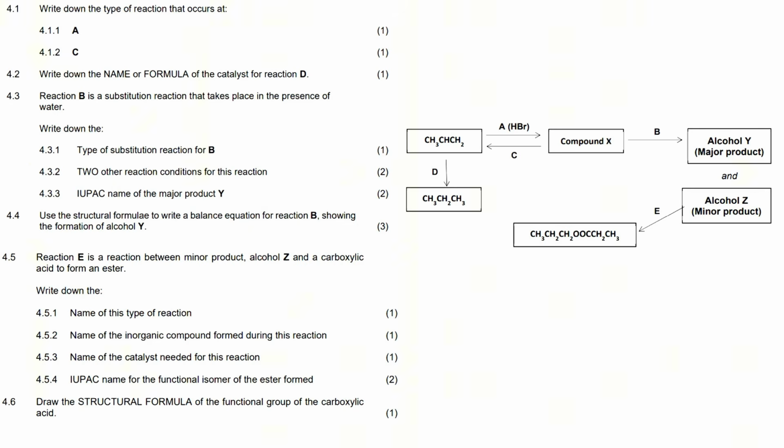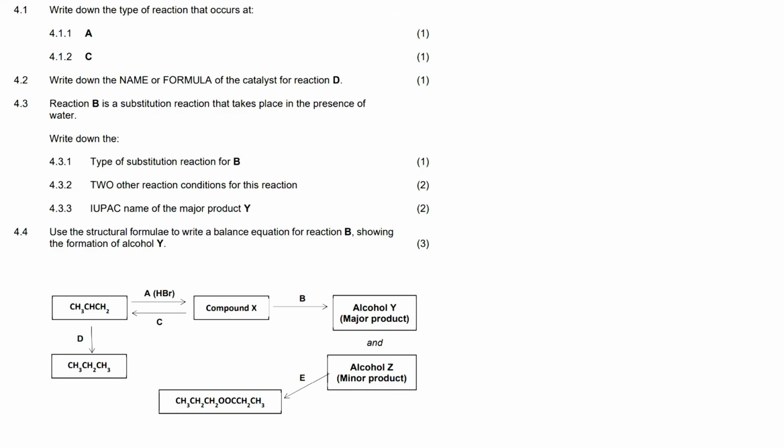I will be splitting these questions up, but here are all the questions we're going to do. So let's begin. First question, write down the type of reaction that occurs at A. So at A, let's see what we have here. I would always draw this out for myself.